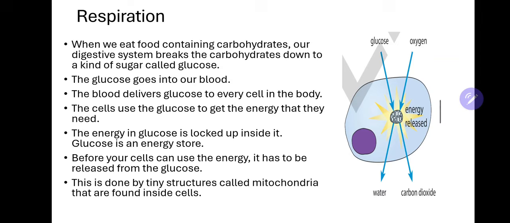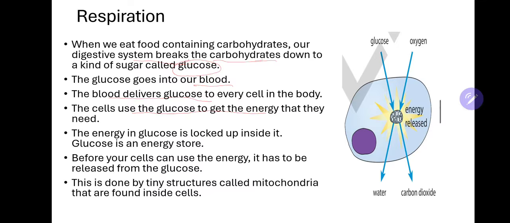So we can see, when we are eating food containing carbohydrates, what will be happening? Our digestive system breaks this carbohydrate to release a compound known as glucose. So while we are eating carbohydrates, our digestive system will break the carbohydrates into glucose. And this glucose goes into our blood. And this blood will be delivering glucose to each and every part of our body, to each and every cell of our body. And these body cells will be using this glucose to get energy for their survival.